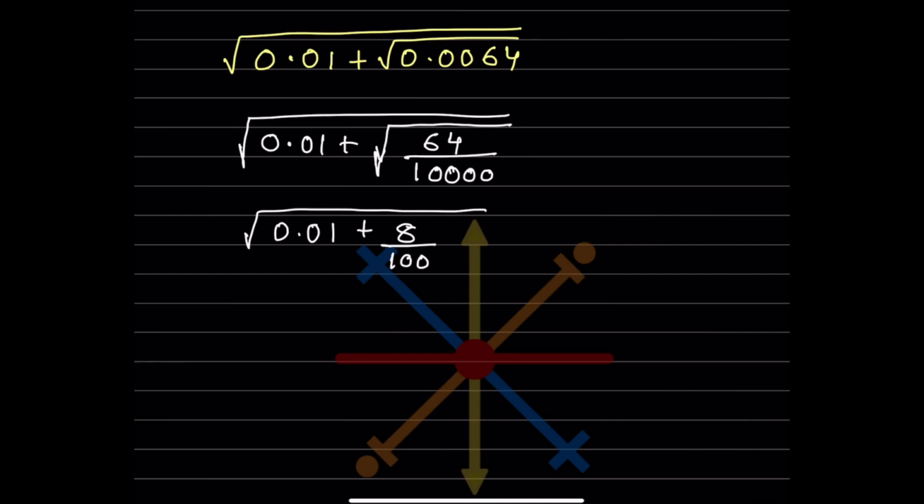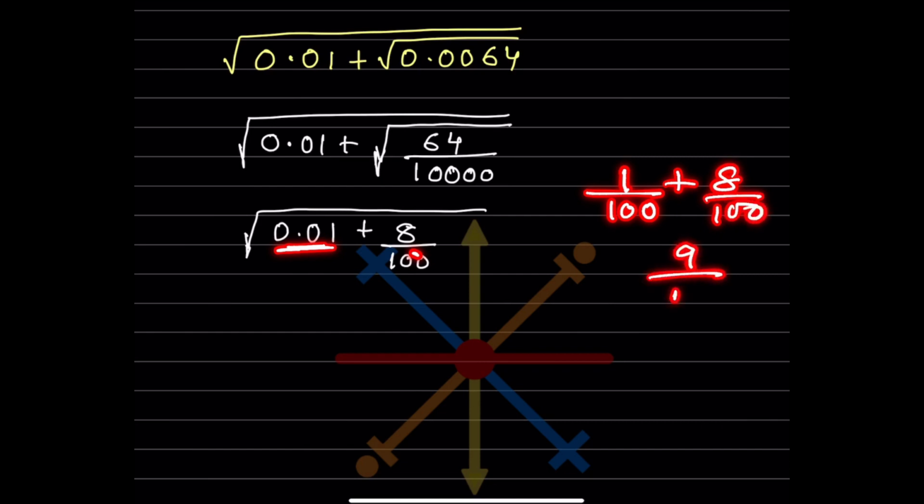So now what will you do? Instead of solving with 0 point, we can do it two ways. Either we remove the decimal, or we put this in decimal. I'll show you both ways. If you want this one, we can write 1 divided by 100 plus 8 divided by 100. So that is going to be 9 divided by 100, and that will be 0.09, and the root of this one.